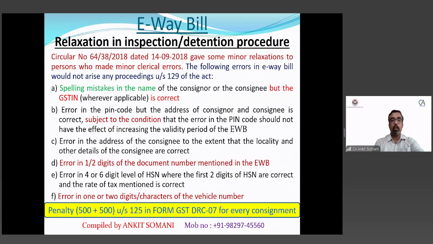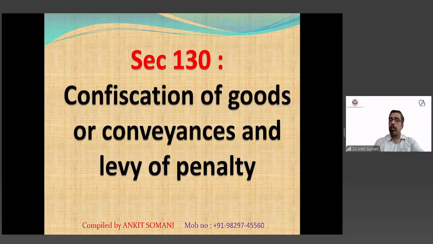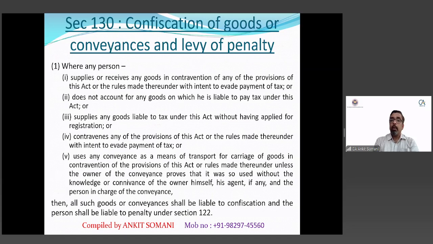And proceeding further, Section 130, let's have a look in detail: confiscation of goods or conveyances and levy of penalty. Where any person, read very carefully, where any person supplies or receives any goods in contravention of any of the provisions of this Act or the rules made thereunder with intent to evade payment of tax. Now, this phrase is very important: intent to evade payment of tax.